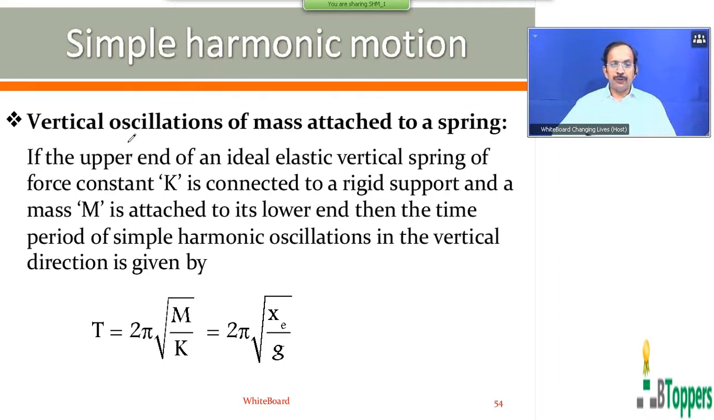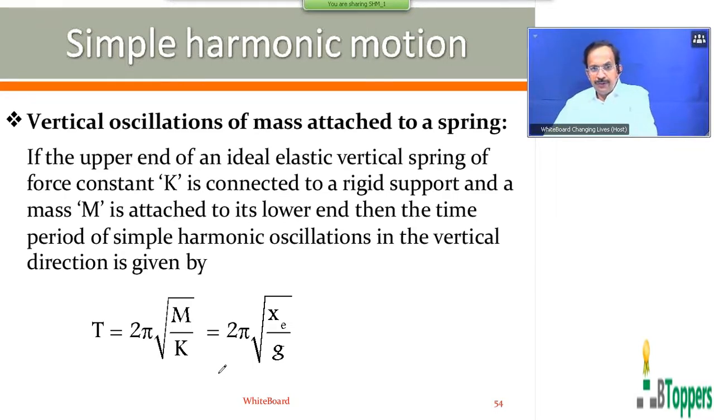Of course you have to put the heading: vertical oscillator, mass attached to the spring. The upper end of an ideal elastic vertical spring of force constant k is connected to a rigid support. The mass capital M is attached to its lower end. The time period of simple harmonic oscillations in the vertical direction is given by T equal to 2 pi root of m by k. As explained before, m by k can be written as xe by g. So we can also write the time period as 2 pi root of xe by g. You can take a pause and finish writing the notes up to here.